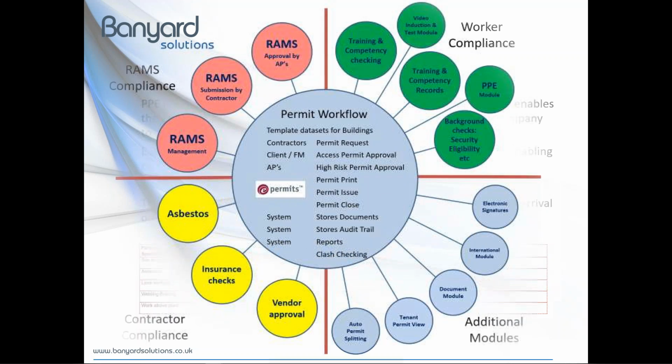So the PPE module is just one of a number of different modules within the ePermit system. There are 4 core modules: the permit workflow module, RAMS compliance, contractor compliance, and worker compliance. And then there are a number of additional modules, and you can see here the PPE module, and you can see here a video induction and test module, electronic signatures, and automated permit splitting, among others.